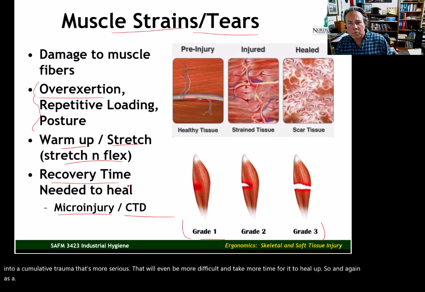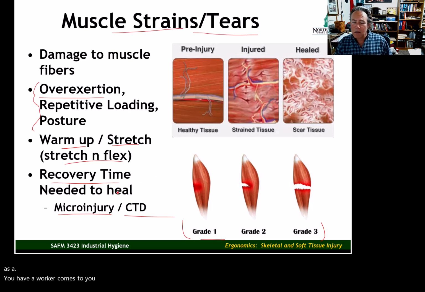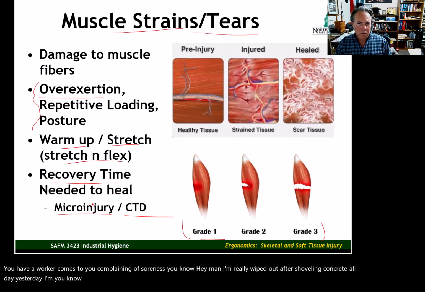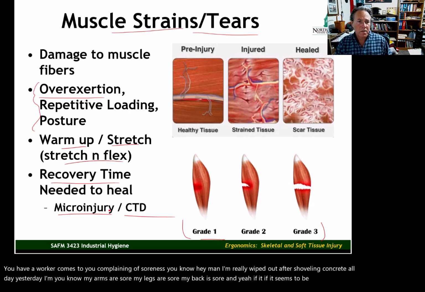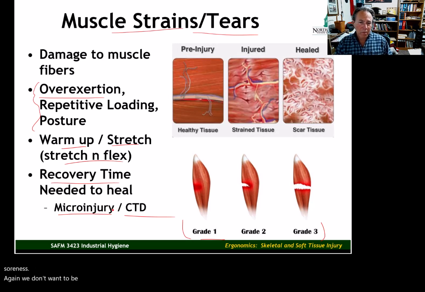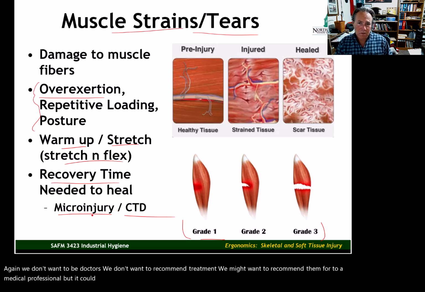And again, if a worker comes to you complaining of soreness, hey man, I'm really wiped out after shoveling concrete all day yesterday. My arms are sore, my legs are sore, my back is sore, and if it seems to be a muscle soreness, again, we don't want to be doctors. We don't want to recommend treatment. We might want to recommend them to a medical professional, but it could be that in those circumstances they just need recovery time for their bodies to heal up.